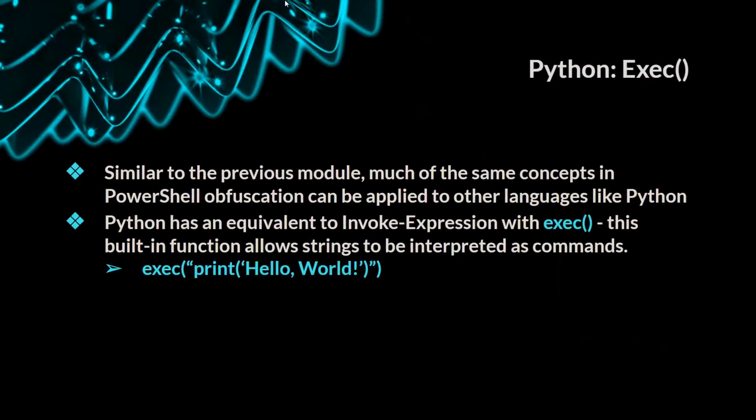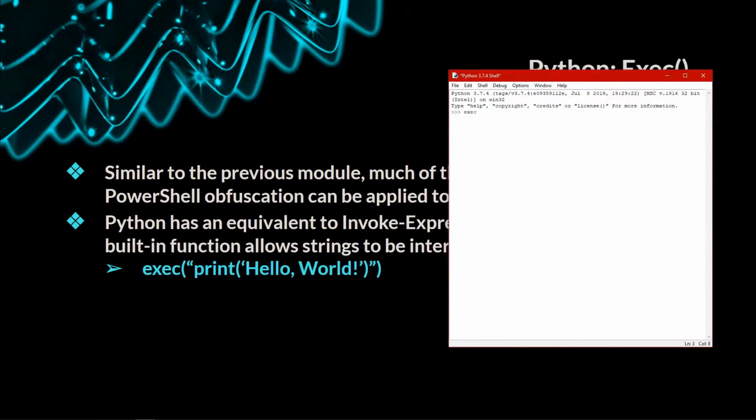Similar to the previous module, much of the same concepts in PowerShell obfuscation can be applied to other languages like Python. Similar to Invoke-Expression, Python's equivalent would be exec. If we just run something like a print statement in a string format, we can actually execute print hello world. As we did with Invoke-Expression, we're turning our string into an actual executable command.